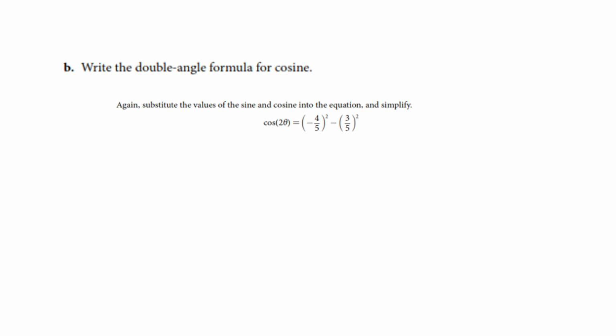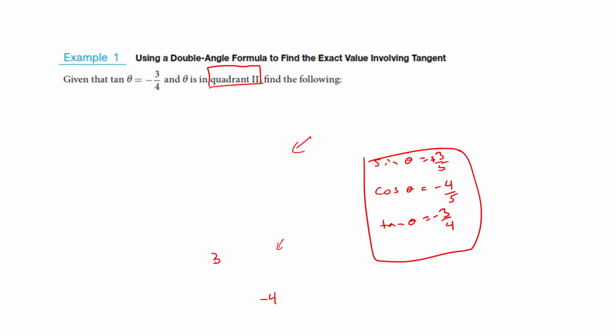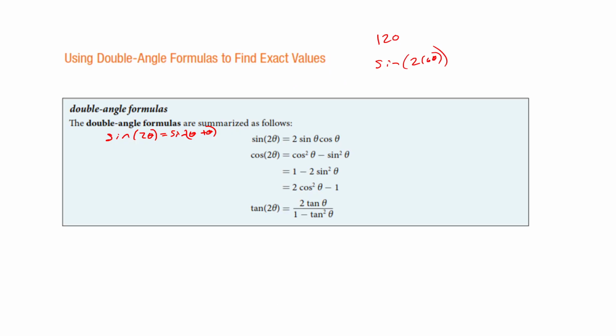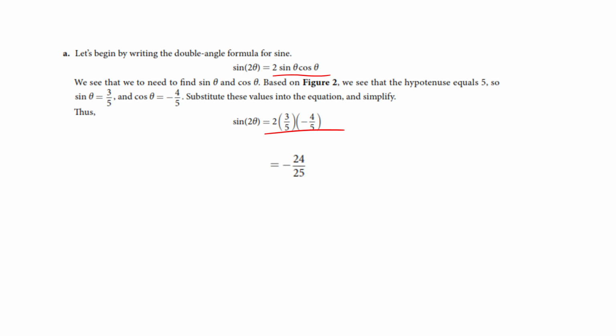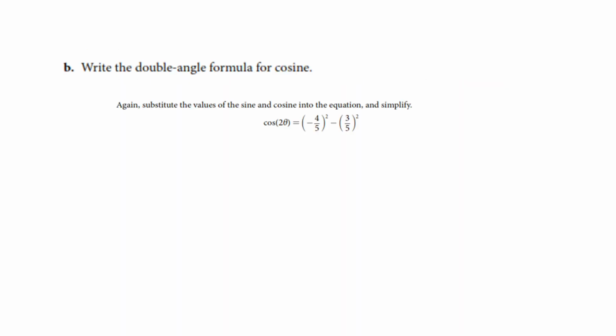Now they want the cosine of 2 theta. Well, the formula for that was, go back here, cosine squared theta minus sine squared of theta. So I'm just plugging it in. I just found these off the triangle that I completed. All I have to do is simplify.